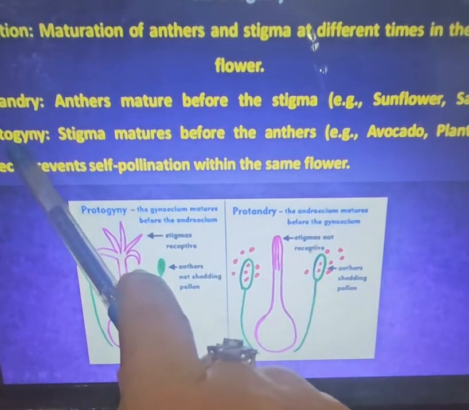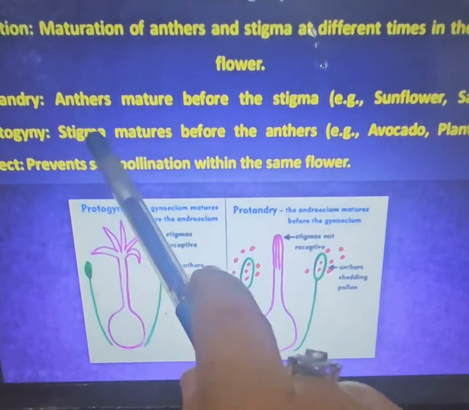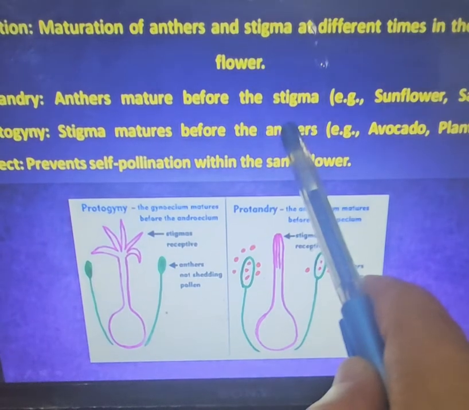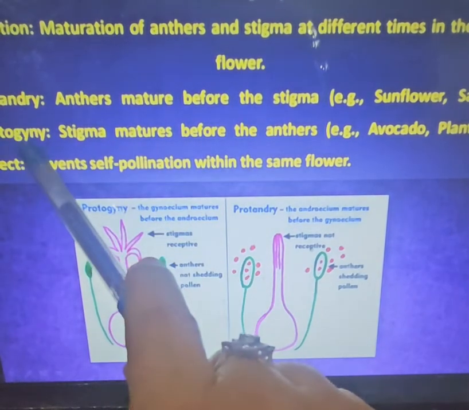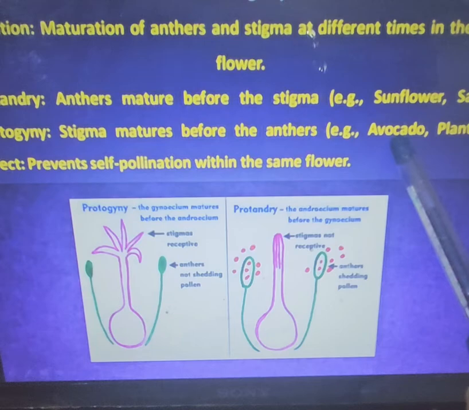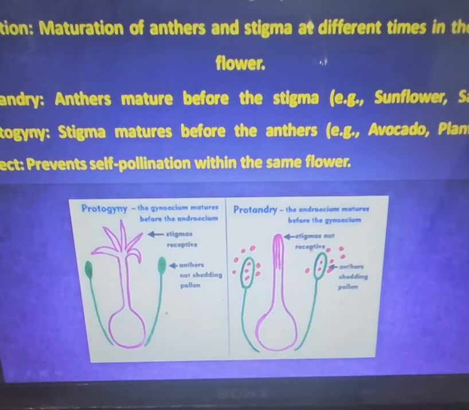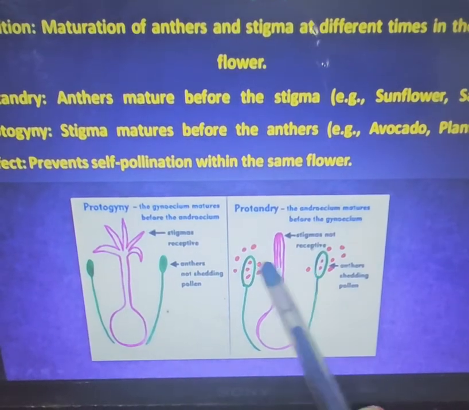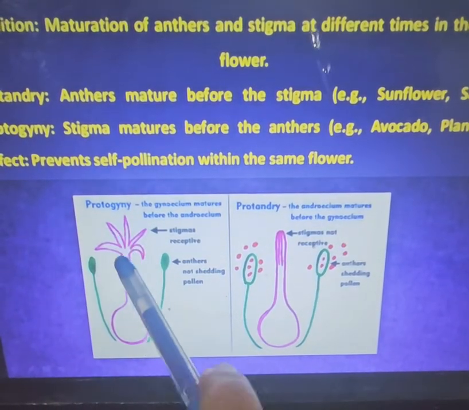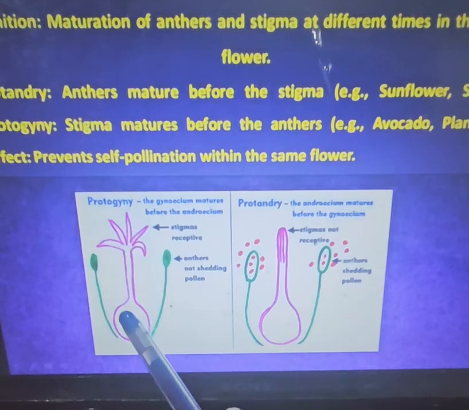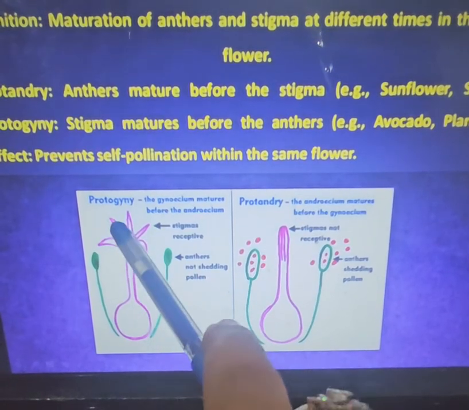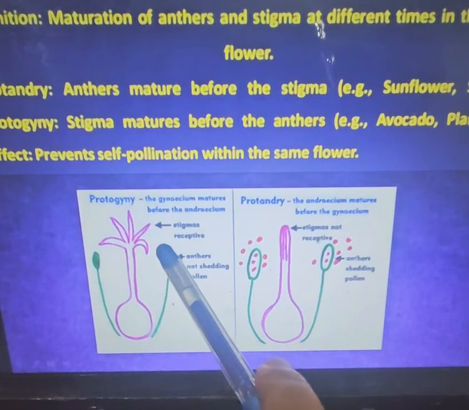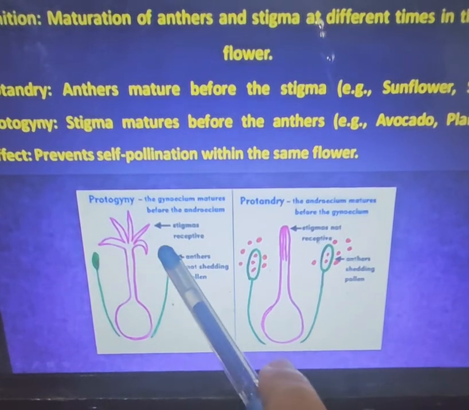Then second case of dichogamy is protogyny. Protogyny is when stigma matures first before the anthers. When stigma matures first, that is called protogyny. The examples are avocado and plantain. This is dichogamy. You can see from the diagrams. This is the case of protogyny. There is maturation of the carpel or the stigma, but you can see from the diagram the anthers are immature, so the pollination will not occur between these two.